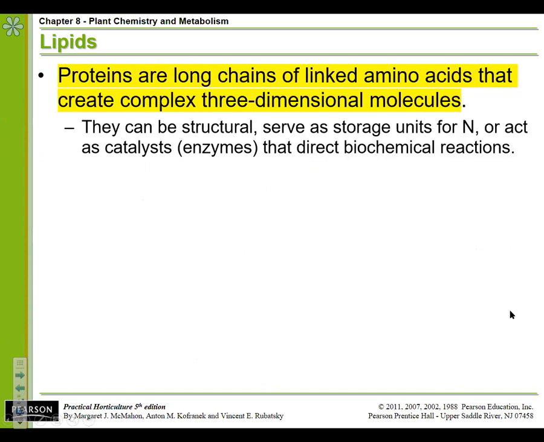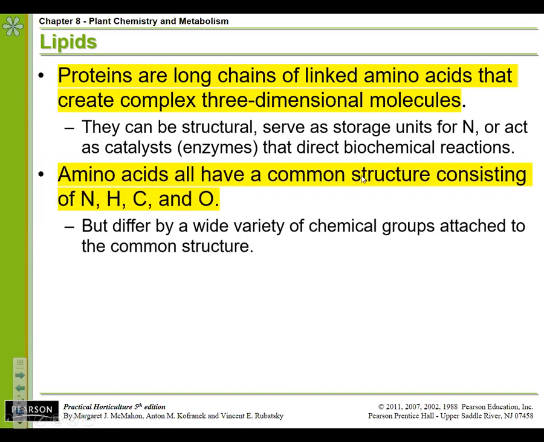Proteins, as we know, are very important for human nutrition. I mean, all of these are important: carbohydrates, lipids, and proteins. But proteins are important because they are these long chains of linked amino acids that together create these complex three-dimensional molecules. They can be structural. They can serve as storage units for particular nutrients such as nitrogen, or they can also act as enzymes and catalysts that are used in the plant to direct biochemical reactions.